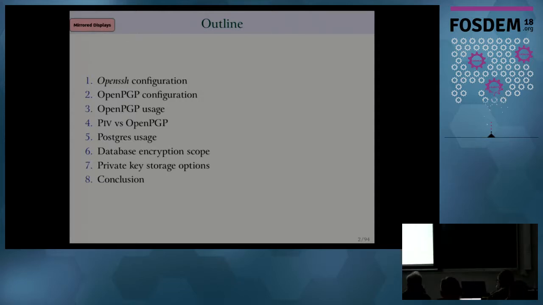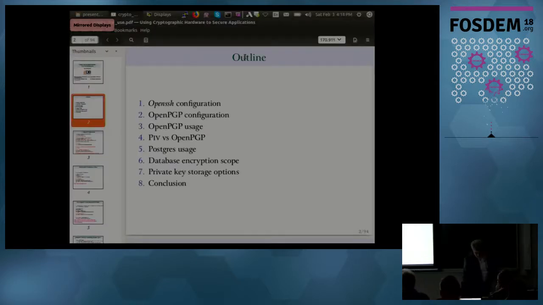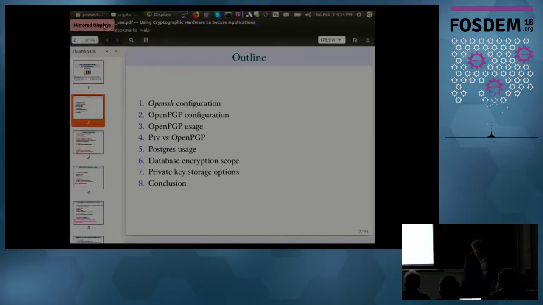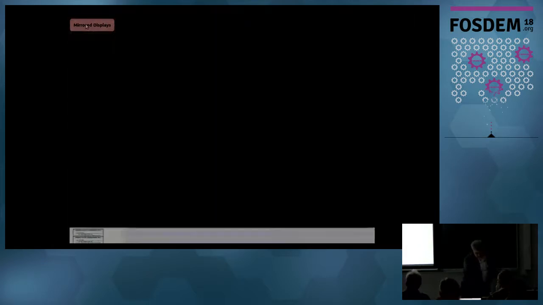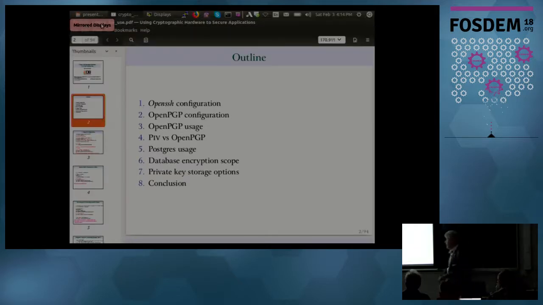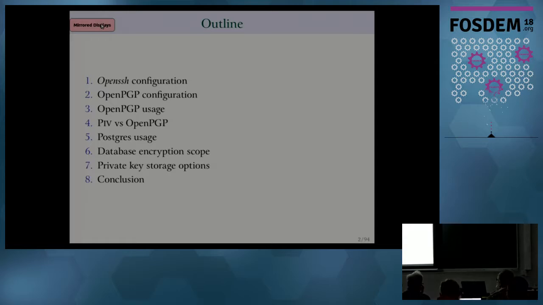But what I'd like to talk about today is specifically how to use hardware cryptography for specific applications. We're going to talk about OpenSSH. Then we're going to talk about GPG or PGP, depending on how you want to say it. And then we'll talk about Postgres as a conclusion.